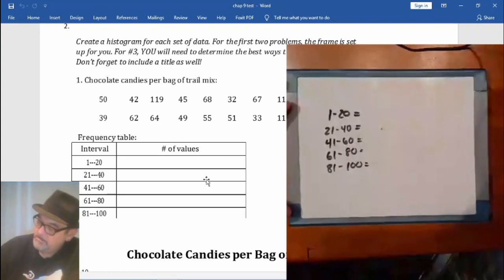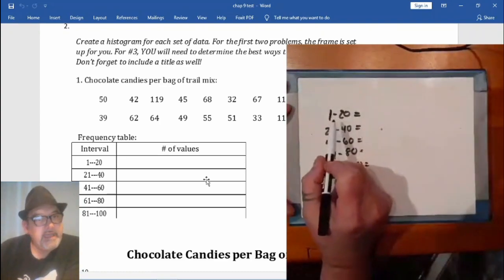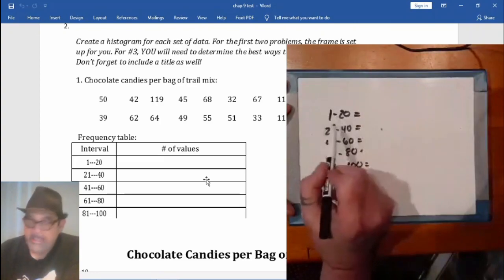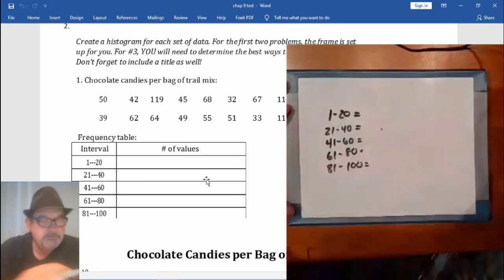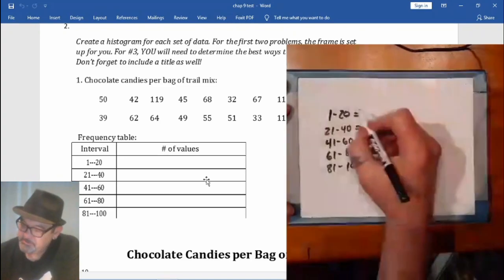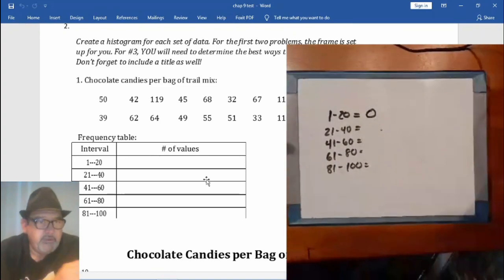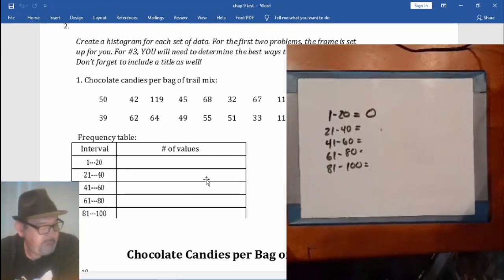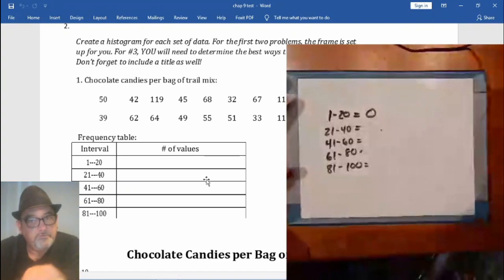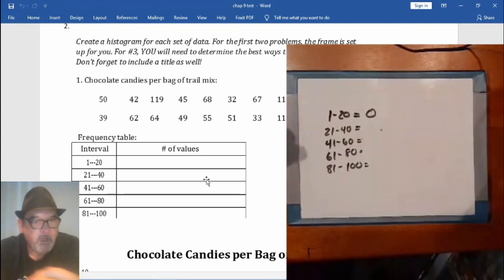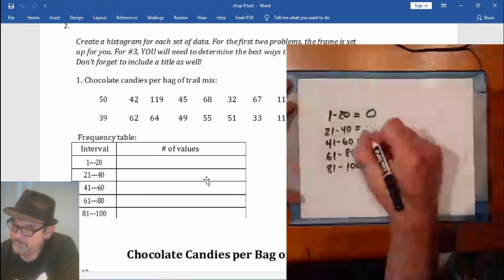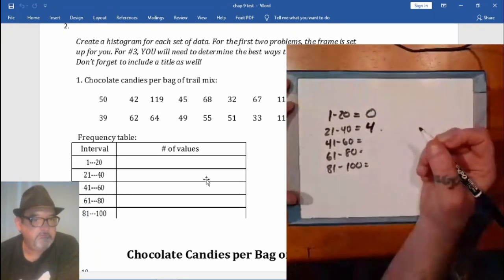So, how many bags of candies had between 1 and 20 chocolates? Well, when we look at the numbers, we see that there's none. There's no data points between 1 and 20. How about between 21 and 40? Well, if we go through and count up, there are 22 data points, or 22 numbers. Of those 22 numbers, there were 4 of them between 21 and 40.